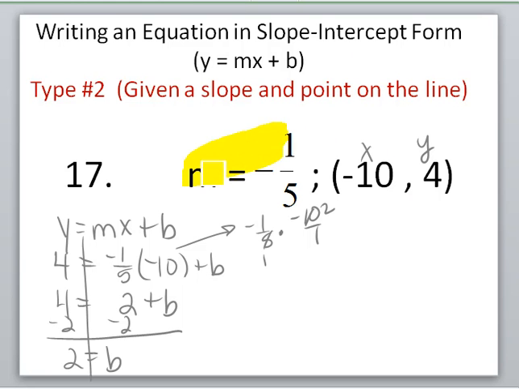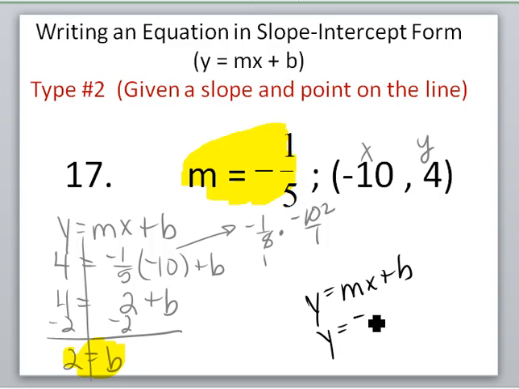So I have my m and I have my b, and I can write my equation of the line. My final answer would be then y equals -1/5 x plus 2.